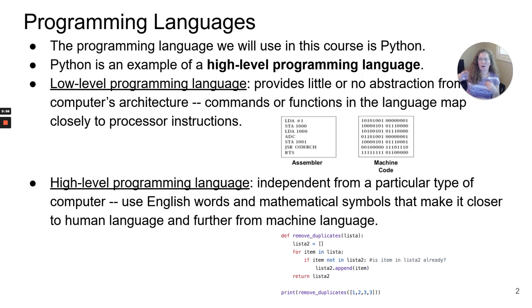Okay, so Python is an example of a high-level programming language. And in order to answer the question, well, what is a high-level programming language, which makes it high level, we kind of need to contrast that from a low-level programming language.